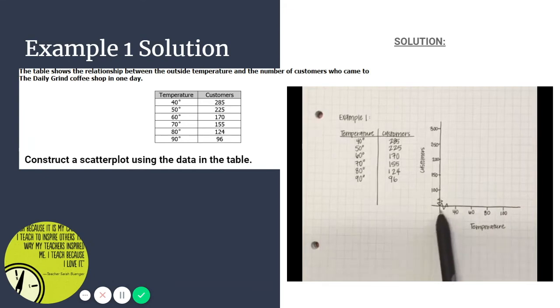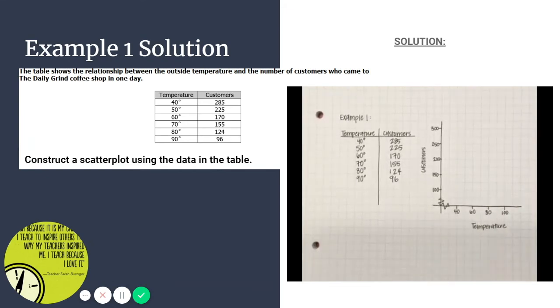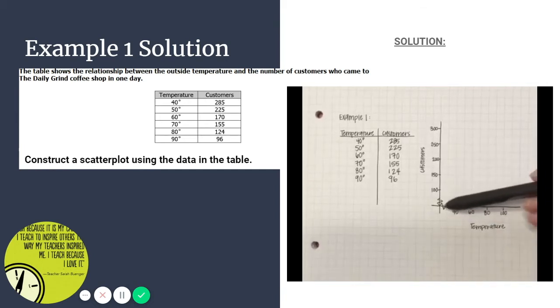These little squiggly zigzag lines tell you that you're skipping a significant amount of numbers up until you're getting there. So instead of starting at 0 and counting the 10s, 20s, 30s up before 40, I just did that. Your axes may look completely different. As long as your points are plotted with the same numbers, it is perfect.